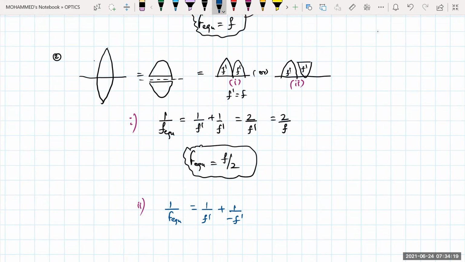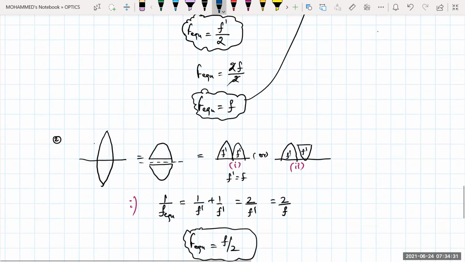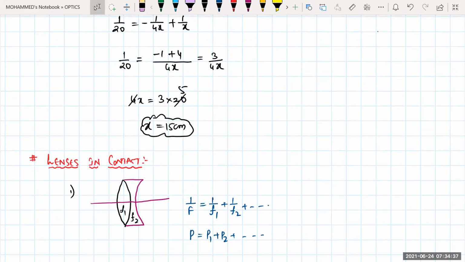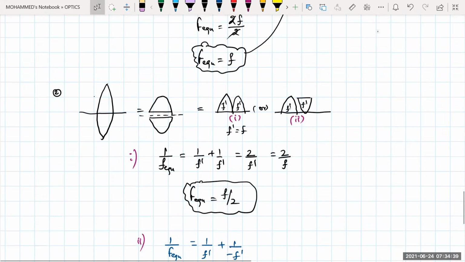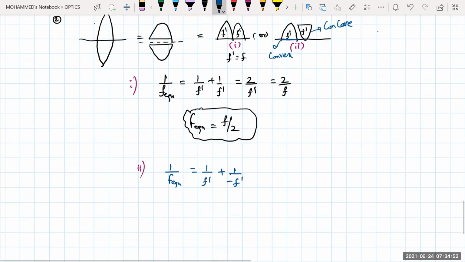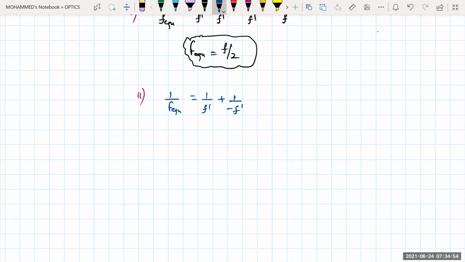So this will be diverging because the central part is thin and the upper part is thick. So that will be acting as concave. For concave, the focal length will obviously be negative. Because for the convex lens, the central part will be thick, and for the concave lens, the central part will be thin. In this combination, this central part is very thick, and this central part is very thin. So obviously, this will be acting as concave, and this is your convex. Concave focal length is negative.